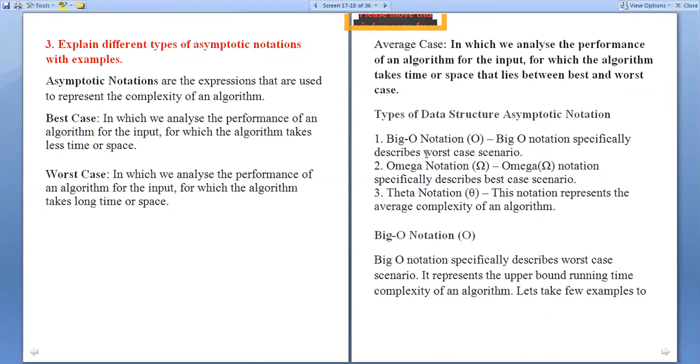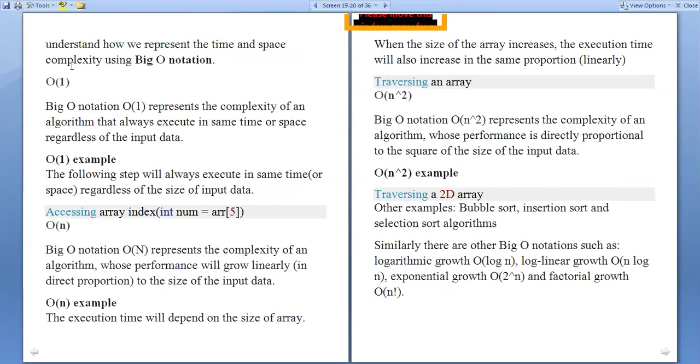Big O notation represents the worst case scenario. Omega notation is for the best case scenario. Theta notation represents the average complexity of the algorithm. So big O notation specifically describes the worst case scenario. It represents the upper bound running time complexity of the algorithm. Consider some examples for big O notation.